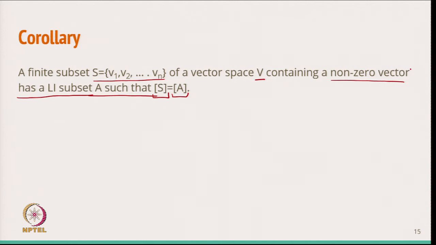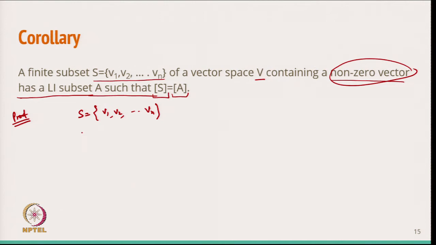Okay, so the condition is that we have a set S, V1 up to Vn, so n elements, of the vector space V. Now, it contains a non-zero vector, because it can be 0 also, V1, V2 up to Vn can be 0 also. So, we are saying that it contains a non-zero vector, and it has a linearly independent subset A such that this holds.